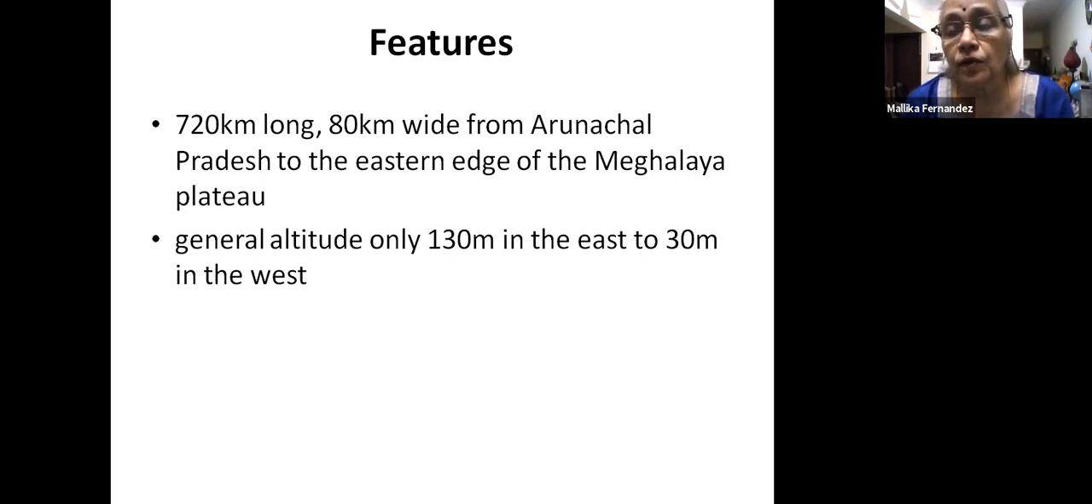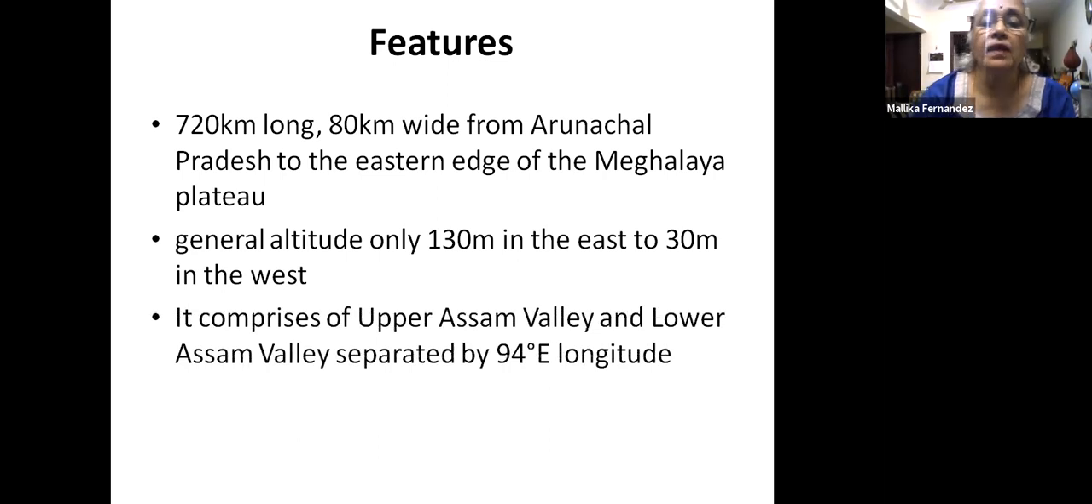So that's how you have the Brahmaputra flowing west, and then it turns south. South of the Meghalaya Plateau, it turns south into Bangladesh.